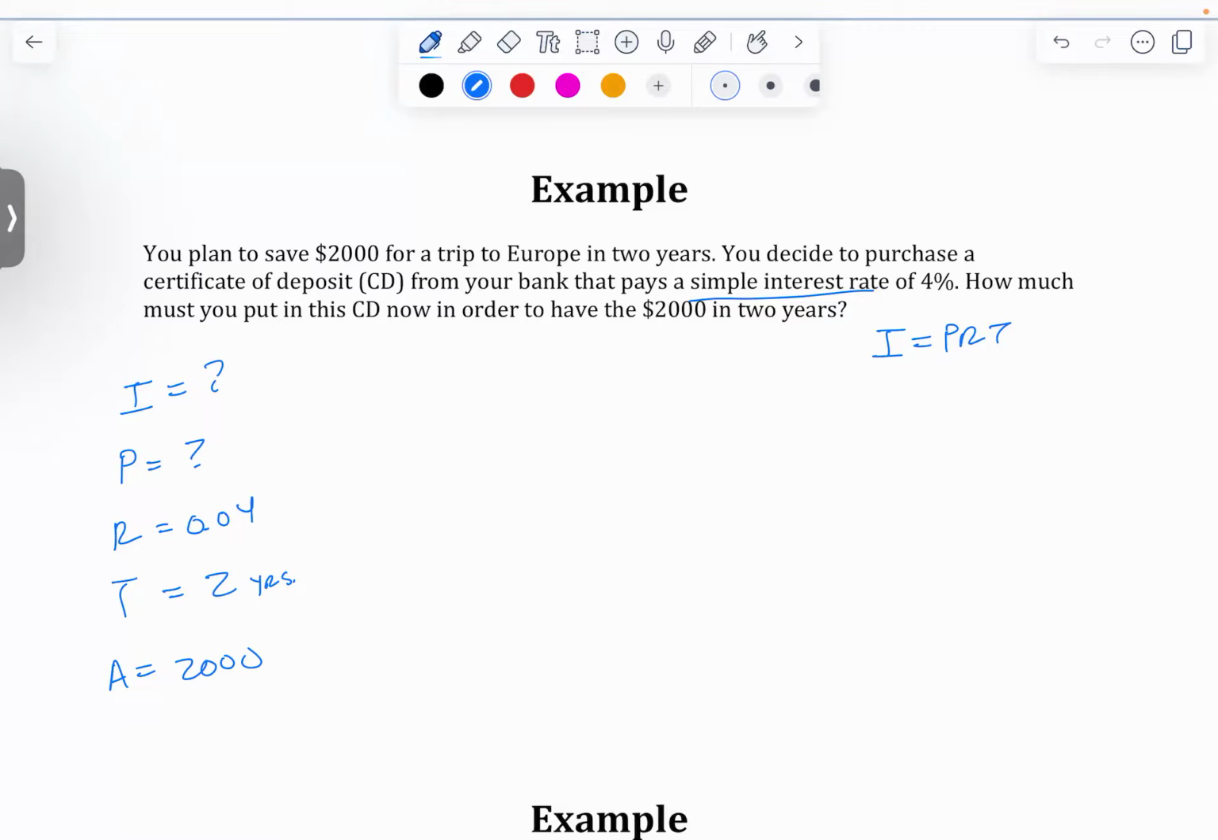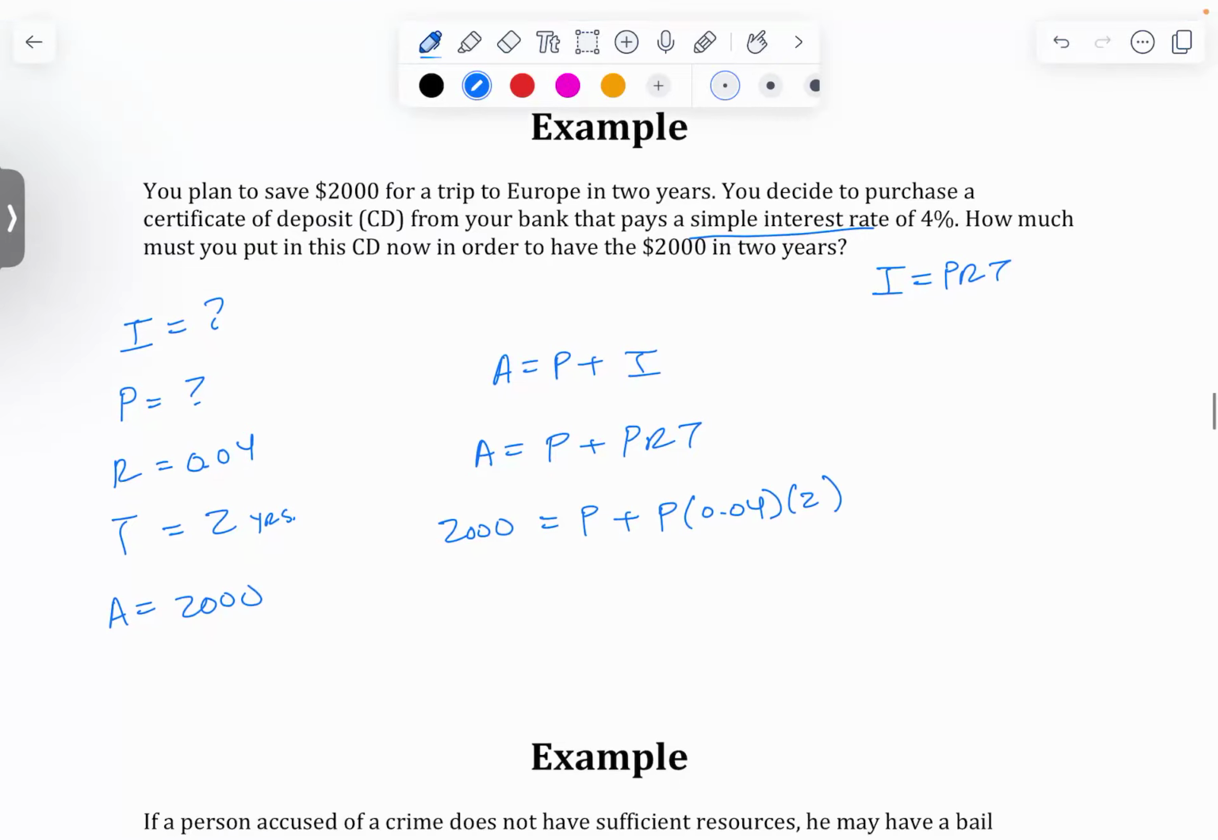Now notice, it doesn't seem like I have enough to do my I equals PRT formula. This is why we had the other one. A equals P plus I. So A equals P plus, now let's put our PRT formula in there. And now I think I have enough information. A is 2,000. P plus P times R 0.04 and T 2. This I think I can solve because, right, this is 0.08, 0.04 times 2.